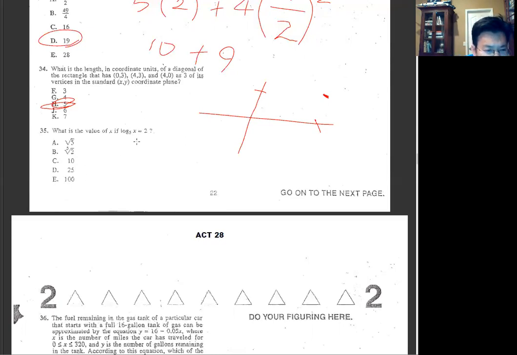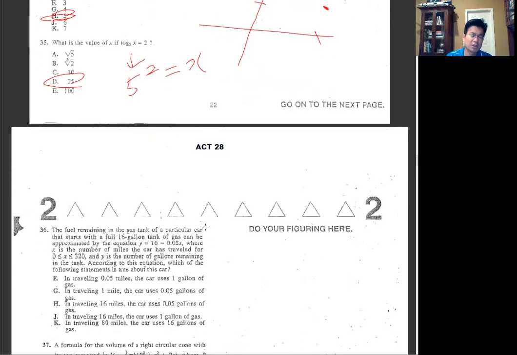Value of x for this one. We bring the base as base 5 and we switch the side to x, so 25. Or you can plug in these values for x and then you get 2, then that's the answer.